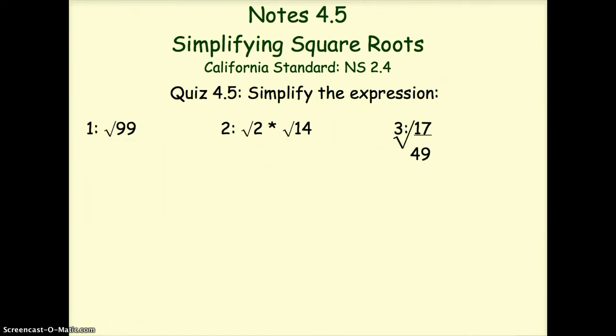So go into quiz 4.5, simplify the expression. All of these are what you just did. Radical 99, you want to make sure you pull out any perfect squares that you can. Your answer may still have a radical in it. Number 2, you want to multiply together and then pull out your perfect squares. And number 3, you want to break it down into 2 radicals.